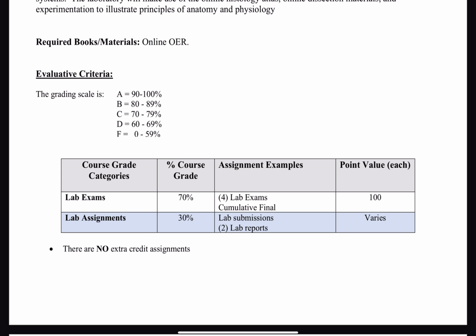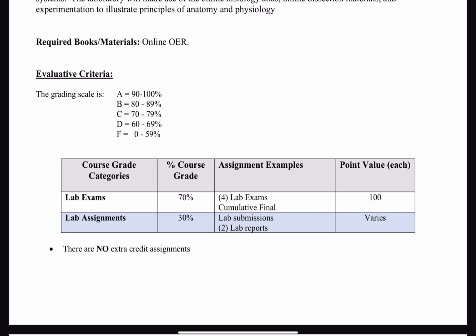How this course is set up, it's broken up into just 2 grading categories. The first one's going to be your lab exams. This is worth 70% of your grade. There are 4 lab exams worth 100 points each, as well as a cumulative final, which is also worth 100 points. So you have 5 total exams. These are going to be taken online and proctored via HonorLog. They are closed notes, and I'll review that with you in a second.